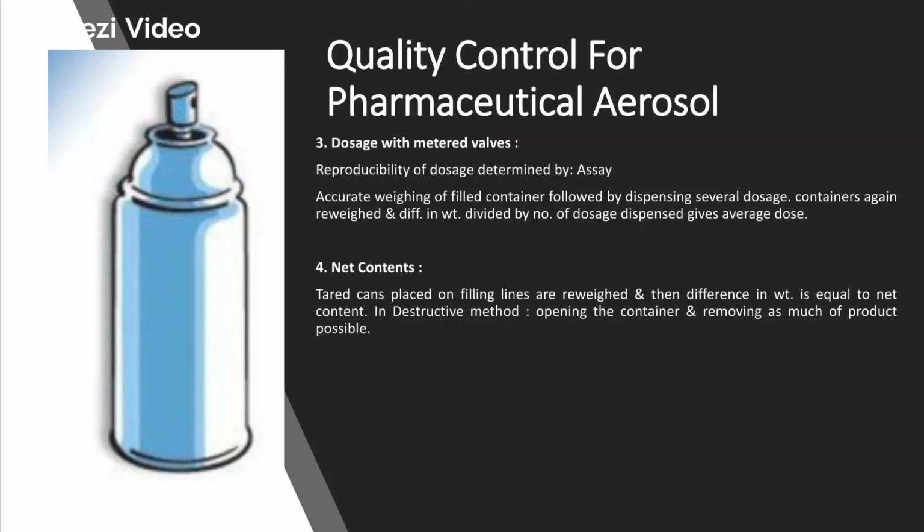Next, the net content analysis. Net content simply means the uniformity of the weight. Each and every aerosol should have the uniform weight. For that, it needs to be calculated by various techniques. One of the techniques used is a destructive method, whereby you open the container and remove as much of the content as possible. Then you weigh it. You do the same activity for many containers, and then you can understand how many of the aerosols were within the specifications.